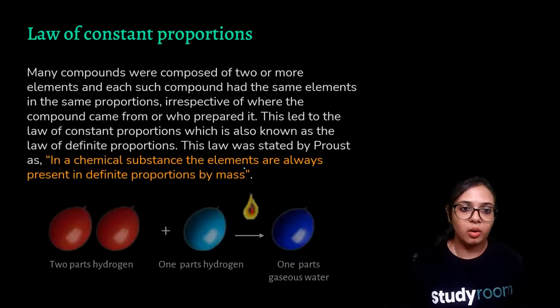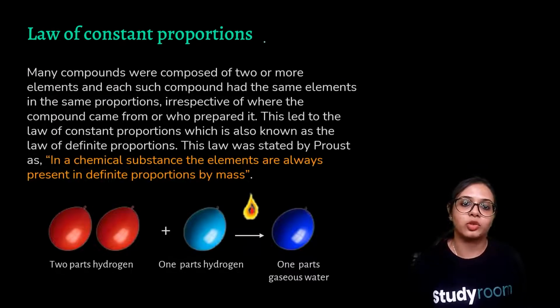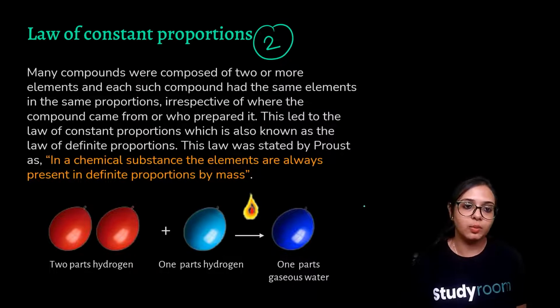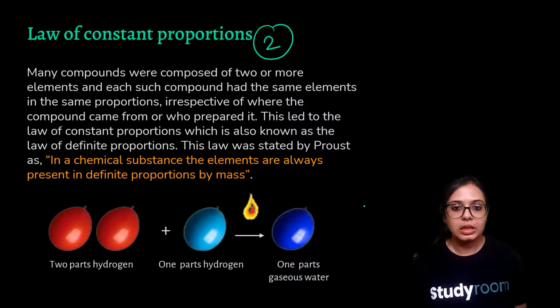This is the second law that Lavoisier and Proust had postulated. This is the law of constant proportions. Many compounds were composed of two or more elements, and each such compound had the same elements in the same proportions, irrespective of where the compound came from or who prepared it. This led to the law of constant proportions, which is also known as the law of definite proportions.